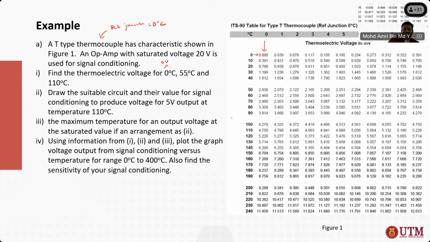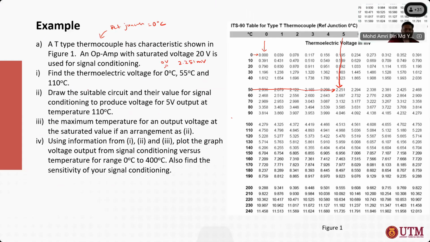Next, 55, 0, 50 here, and 55, 50 plus 5. So we go here, okay, and this is 5. We will cross this value. That will be 2.251, and this is all in millivolts. Okay, millivolt. Don't forget, this table is in millivolt.